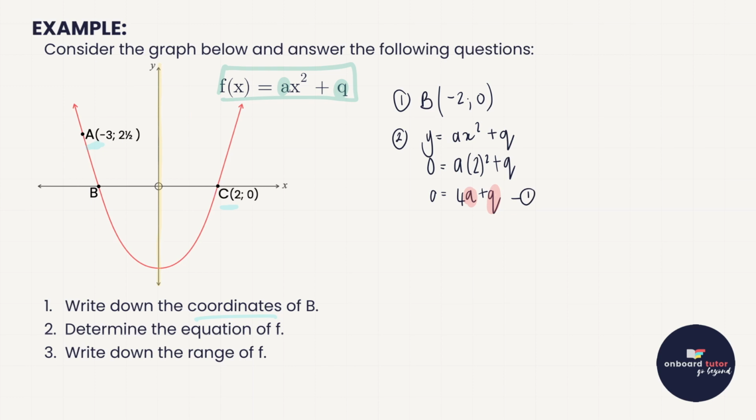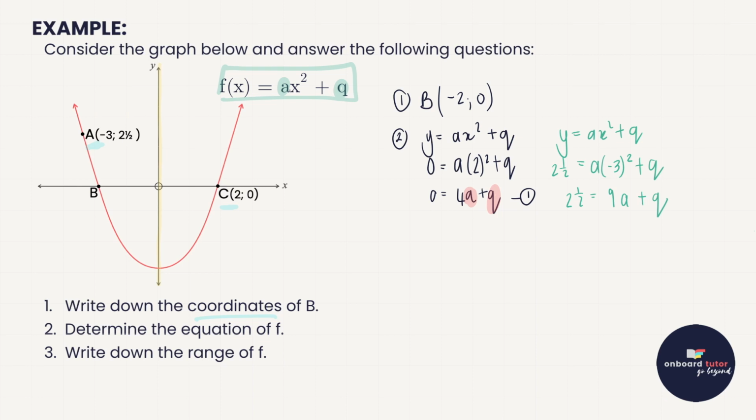So I'm straight away going to say that's equation 1, because this is probably going to end up being simultaneous equations. Let's substitute in that other point then. So we know y is equal to ax squared plus q, and another point that we've got is 2.5 and minus 3. So a times minus 3 squared plus q. So 2.5 is equal to this. Minus 3 squared is minus 3 times minus 3. A minus times a minus is a plus. 3 times 3 is 9. So 9a plus q.